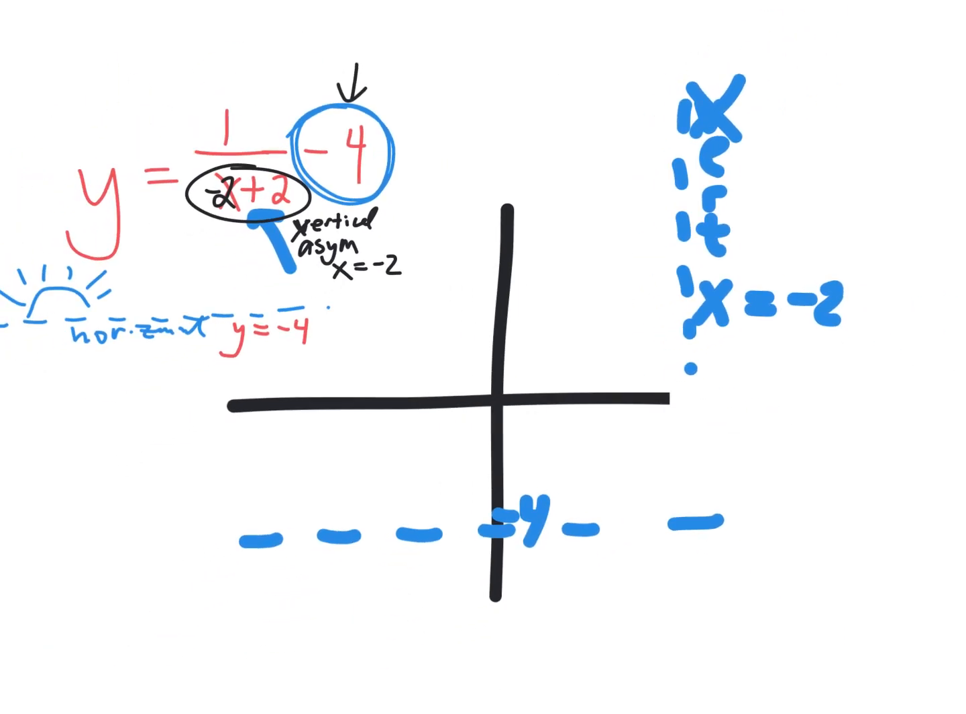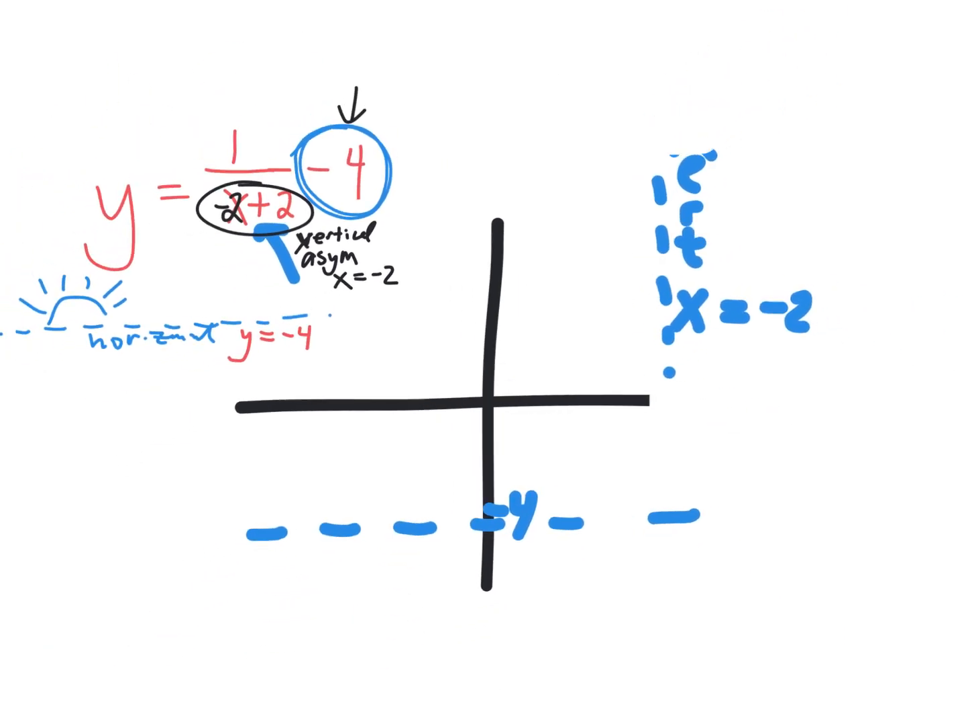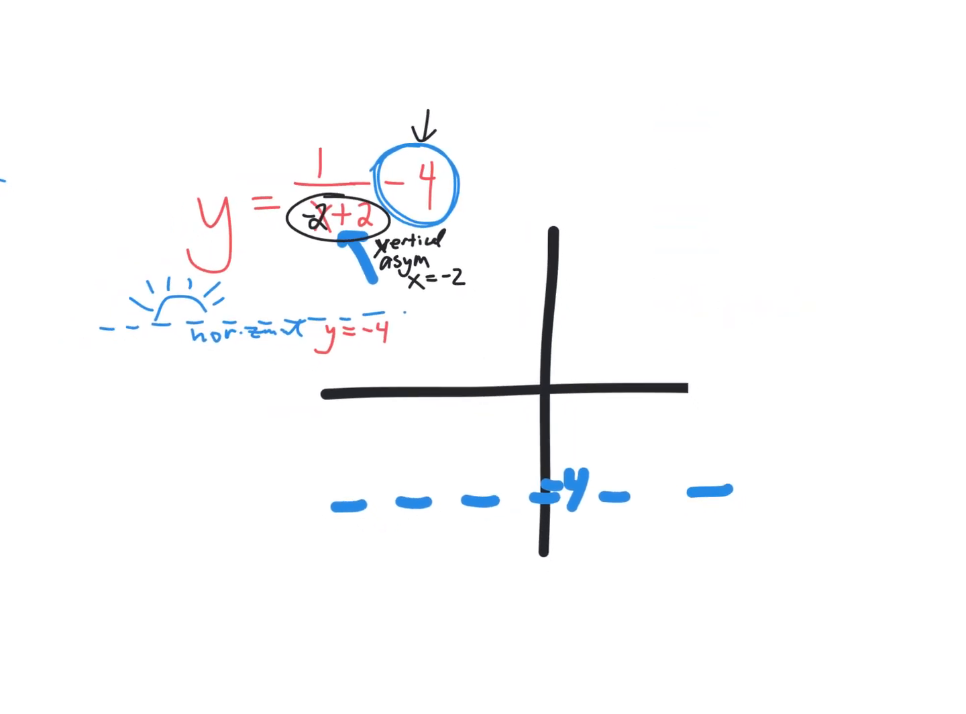So if I'm going to actually put it in, it's not over here. It's at x equals -2. So it's over here. That's where x is -2.